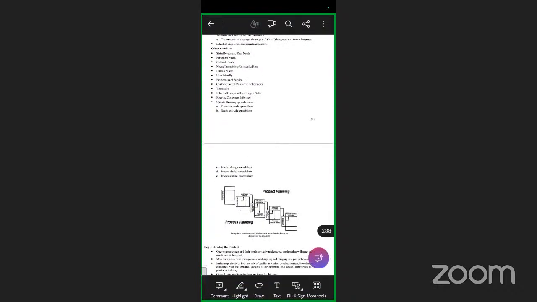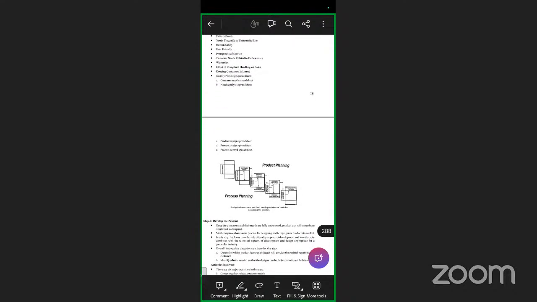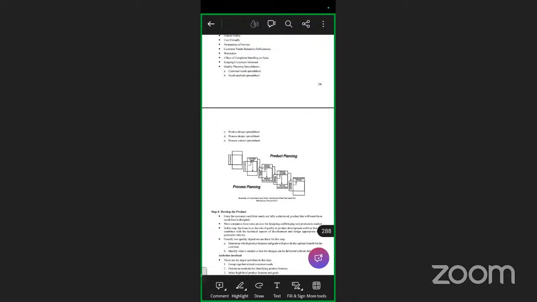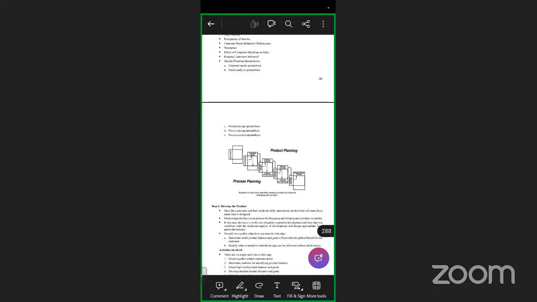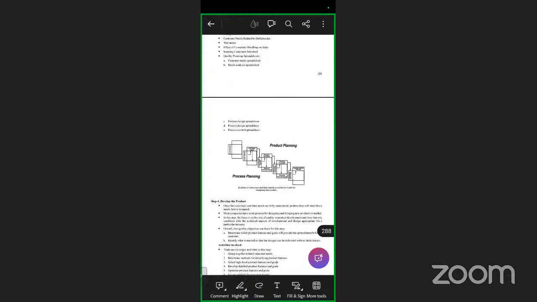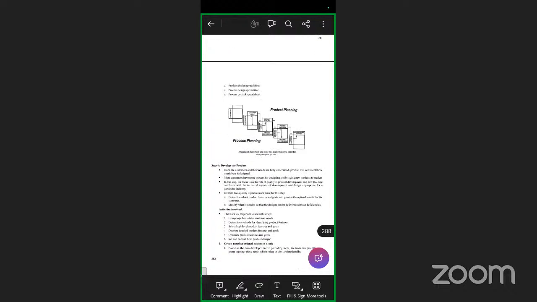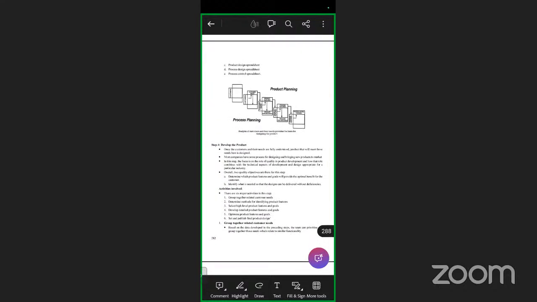Language needed, and other activities like stated needs, real needs, perceived needs and cultural needs, to be traceable to unit use, human safety, user friendly, and customer needs related to the definition, warranties, effects, complaint handling, sales, keeping the customer informed. Quality planning spreadsheet, like a customer need spreadsheet, need analysis spreadsheet, product design, process control spreadsheet.